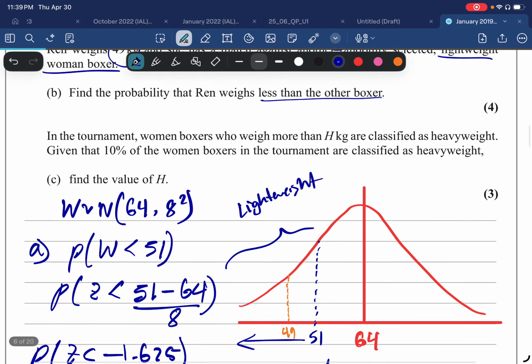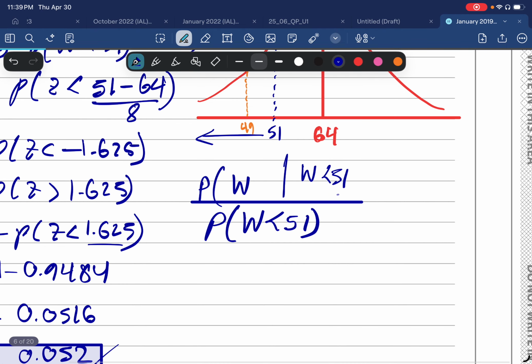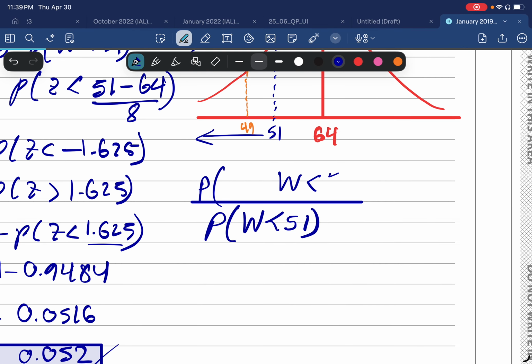Weighs less than 51. So we know the probability that somebody weighs less than 51. Okay. And so Ren has to weigh, let's say that the weight is less than 51, and Ren has to be greater than 49. Let's see if this works. So now we would have to standardize this. Let's say 49 minus 64.